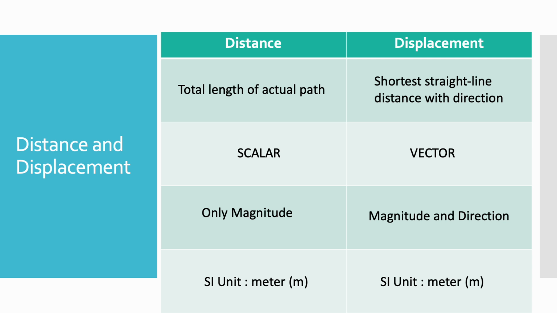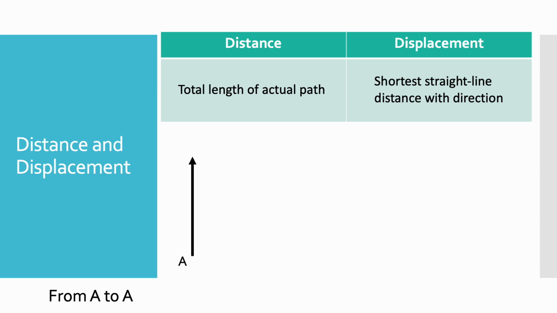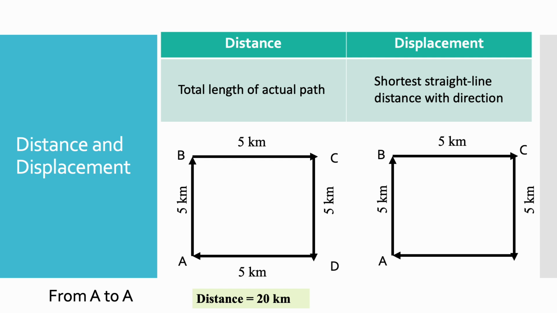Both are measured in meters in the SI system, but they can be very different in value depending on the path taken. Here is another example. If you travel around a square from point A back to point A, your distance is the total perimeter traveled, 20 kilometers, but your displacement is 0 because you end up exactly where you started. This highlights how distance and displacement can differ drastically.